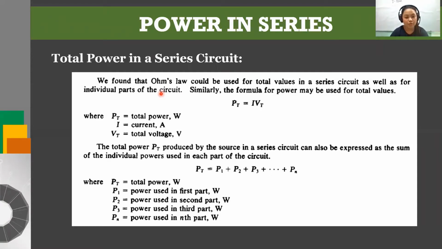The total power produced by the source in a series circuit can also be expressed as the sum of the individual powers used in each part of the circuit. So the total power is equal to the power dissipated in load 1, plus the power dissipated in load 2, and so on. The total power is in watts, P1 is denoted as the power used in the first part, P2 is for the second part, and so on.